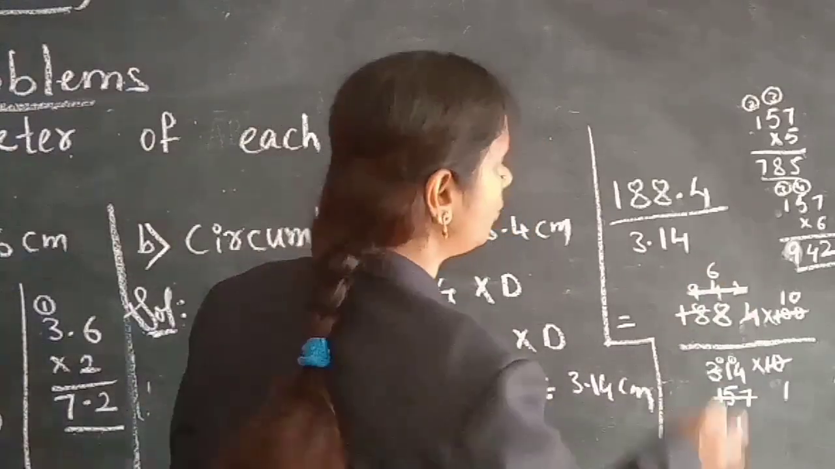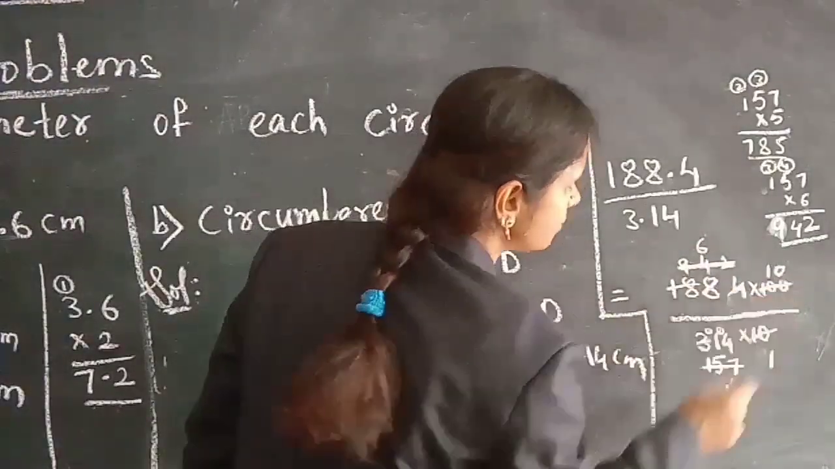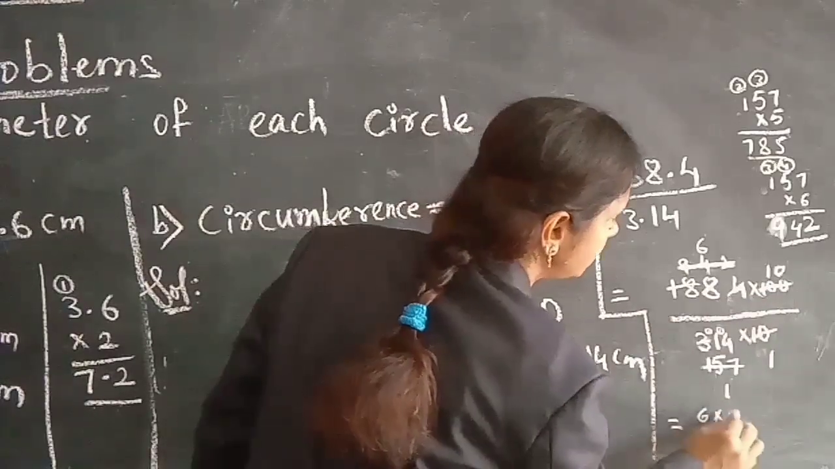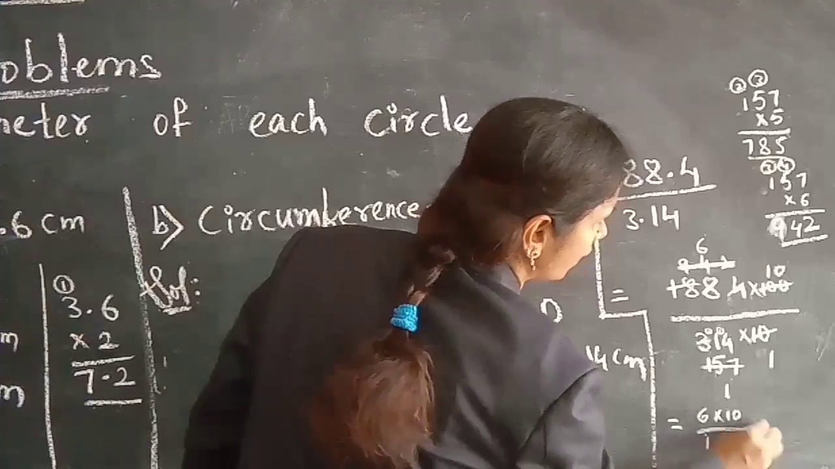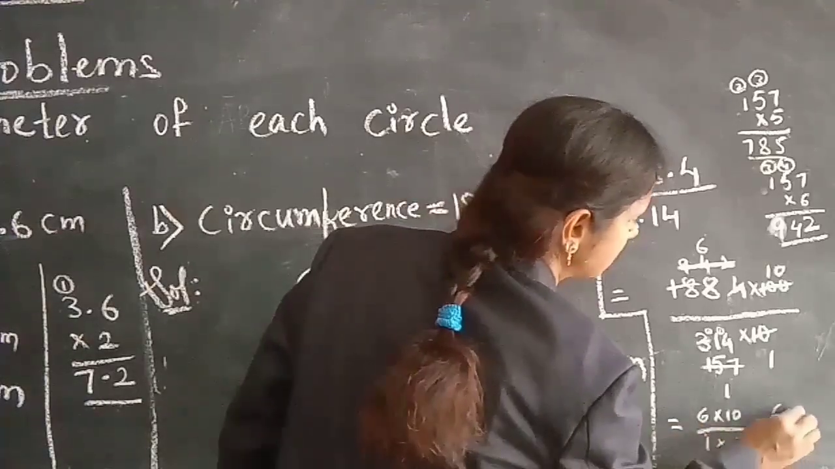Okay. Now in the numerator, cancelling children, the leftover terms in the numerator are 6 into 10, and in the denominator the leftover terms are 1 into 1. Now 6 into 10 is nothing but 60 by 1.